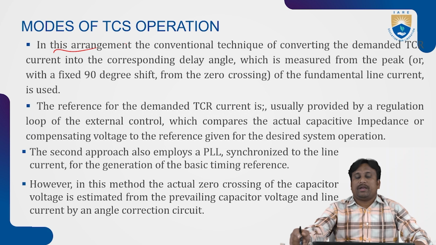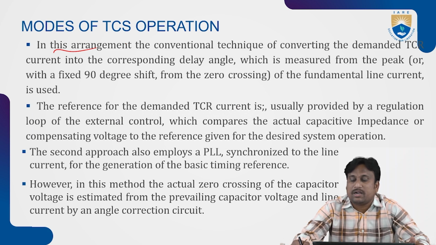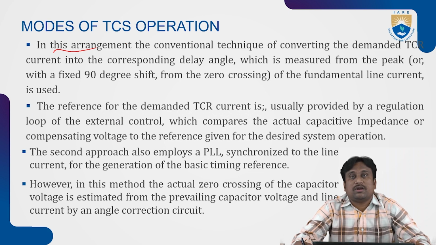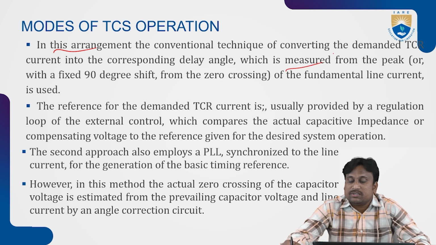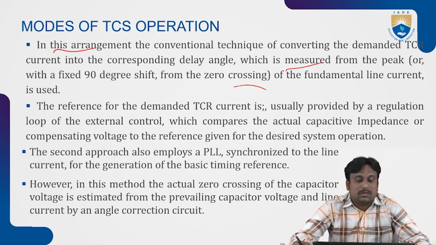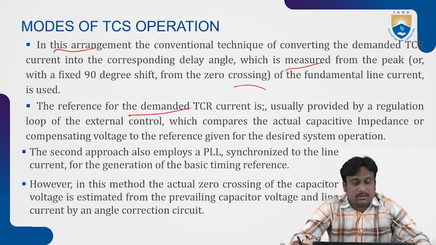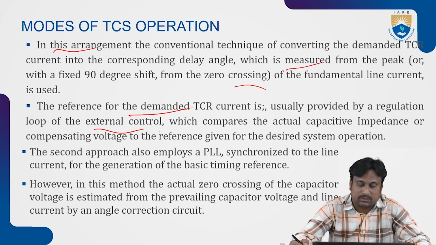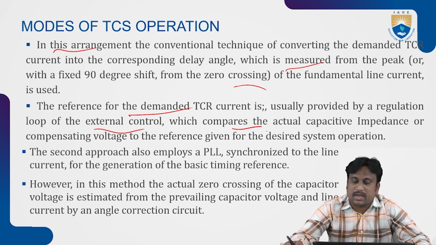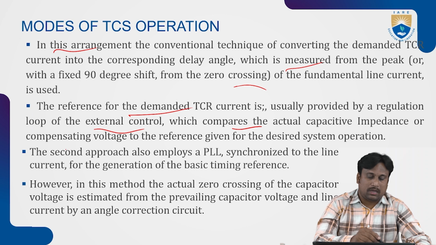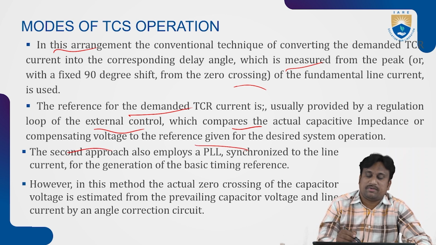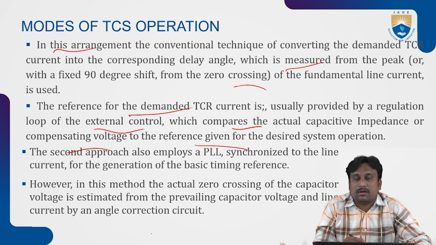So in this arrangement, the conventional technique for converting the demanded TCR current into the corresponding delay angle is considered, which is measured from the peak with a fixed value of 90 degrees phase shift from the 0 crossings. This should be related to the fundamental line current, whichever is used. So the reference for the demanded TCR current is usually provided by the regulation loop of the external control circuit, which compares the actual capacitor impedance or compensating voltage to the reference given for the desired system operation.